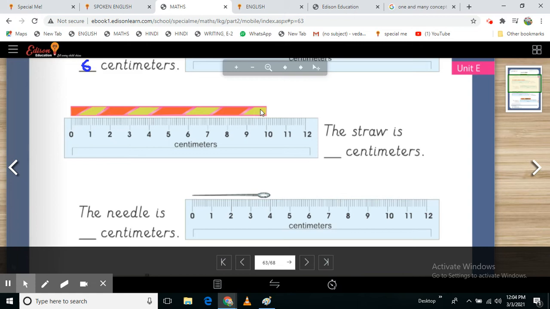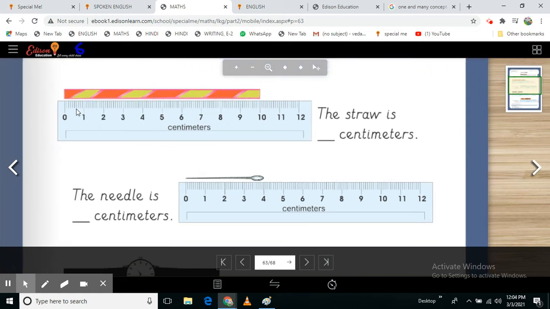This is a straw. Okay, now let's measure the length of the straw. देखिए स्ट्रॉ कितना लंबा है. So we have to place the straw from the starting point and the ending point of the straw is 10. It means the straw is 10 centimeters, है ना. straw की कितनी लेंथ है, 10 सेंटीमीटर, है ना. So you have to write over here 10 centimeters.